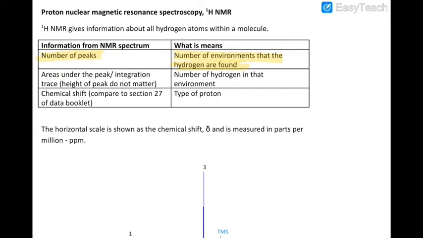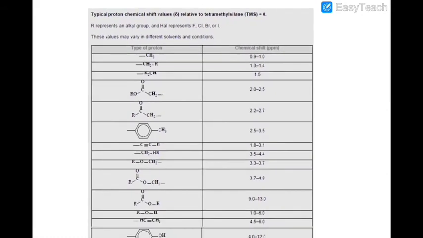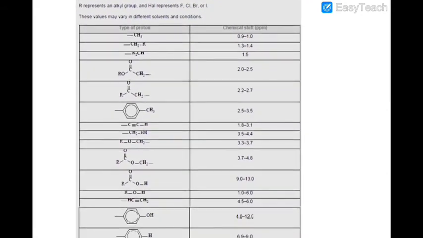And then the last information is the chemical shift. The chemical shift will give you an idea of the type of proton. So we have different chemical shift values for the different groups of protons. For example, the proton in a CH3 is going to absorb radiation of frequency different from the proton in a CH2. So they have chemical shift values that are specific. All these chemical shift values are given in the data booklet. So the different types of protons and then the chemical shift value. So you can see it's slightly different.